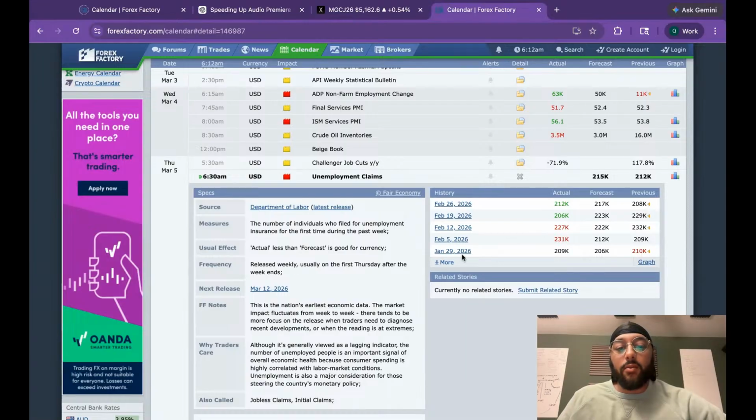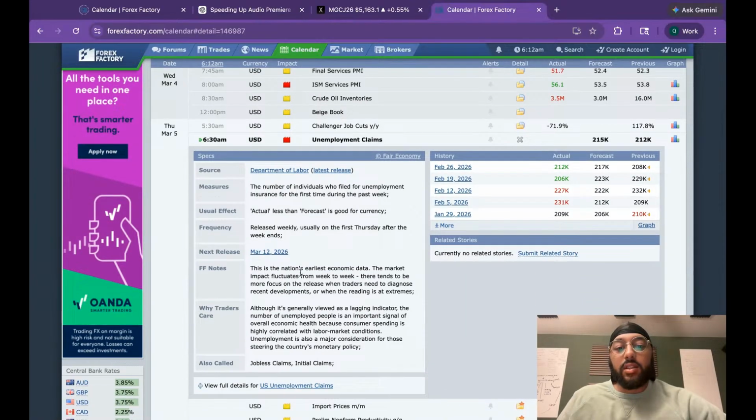The colors definitely help. And this is the nation's earliest economic data. The market impact fluctuates from week to week, as I just said. There tends to be more focus on the release when traders need to diagnose recent developments or when the reading is at extremes. So how I'm interpreting that is if there are extreme numbers, so the actual is extremely lower or extremely higher than the forecast, something to pay attention to.